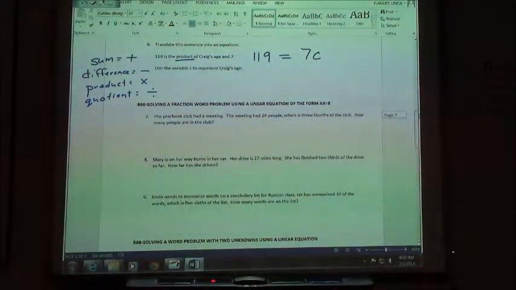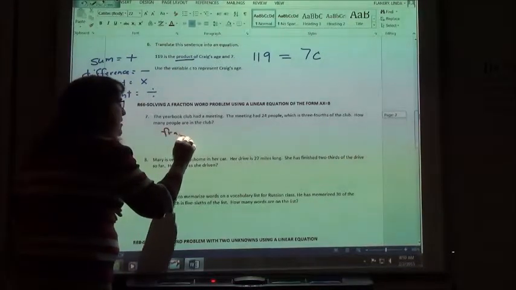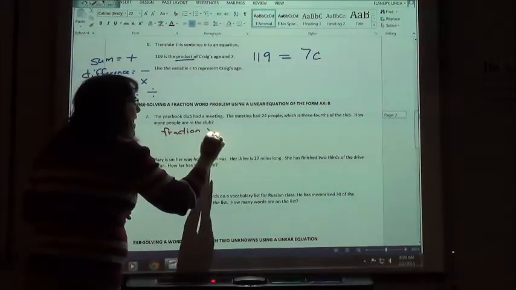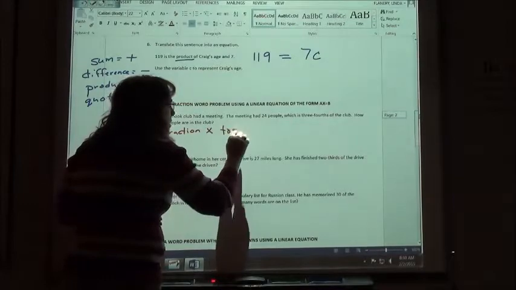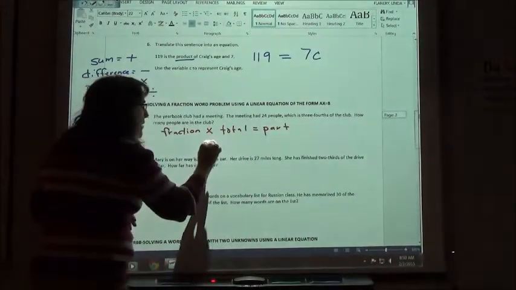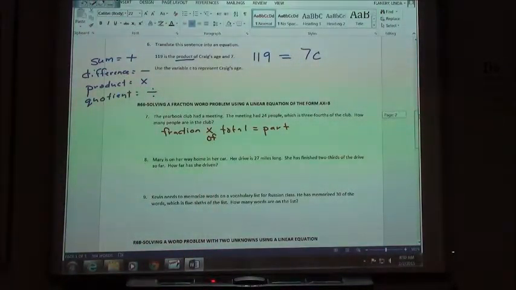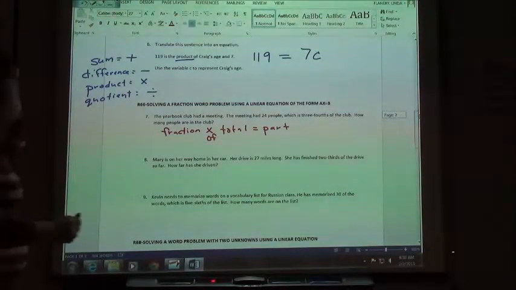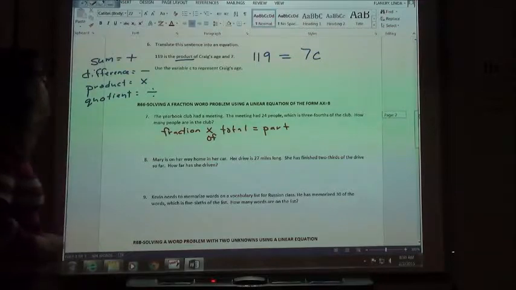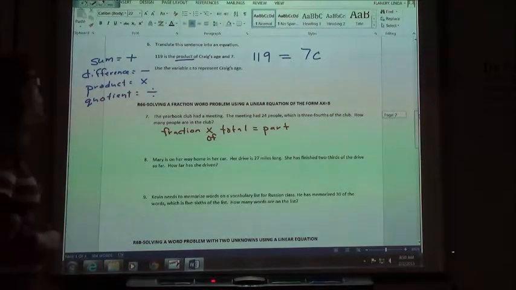The next ones are some word problems that involve fractions. When I'm working with fractions, I'm taking the fraction times the total to equal the part. Usually it'll say half of something or 2/3 of something. Of means times in algebra. And so it says here the yearbook club had a meeting. The meeting had 24 people, which is 3/4 of the club. How many people are in the club?